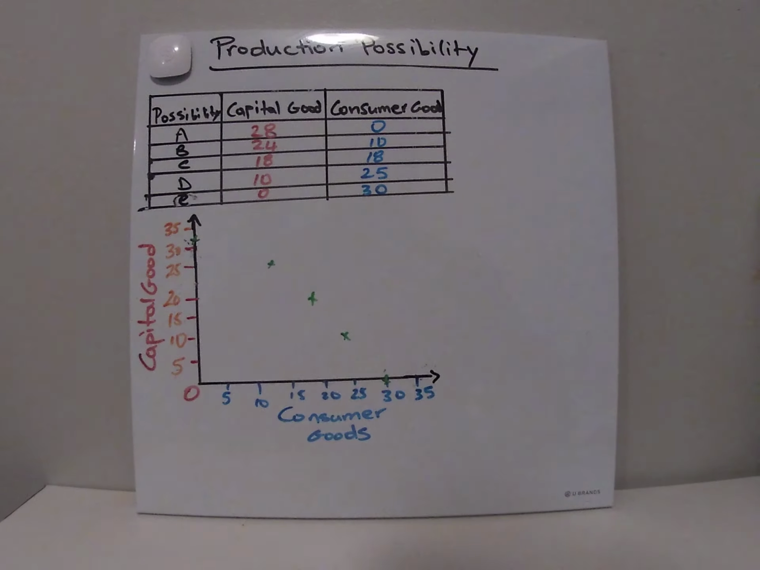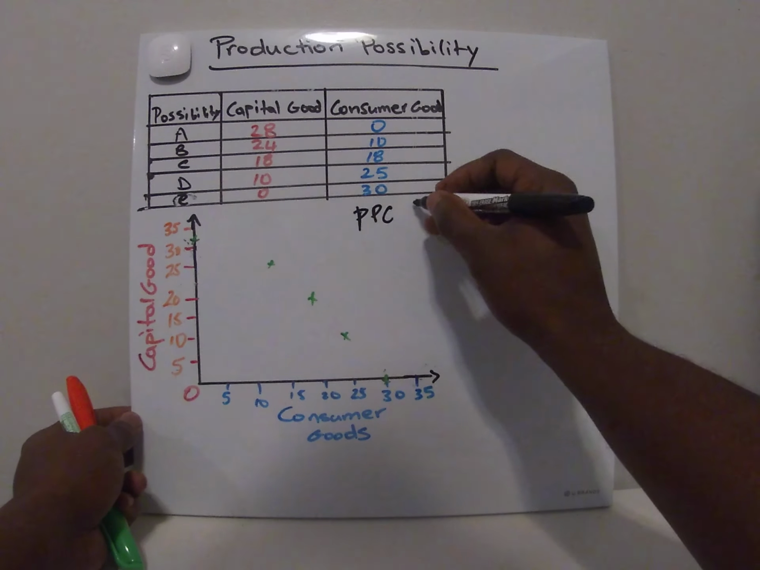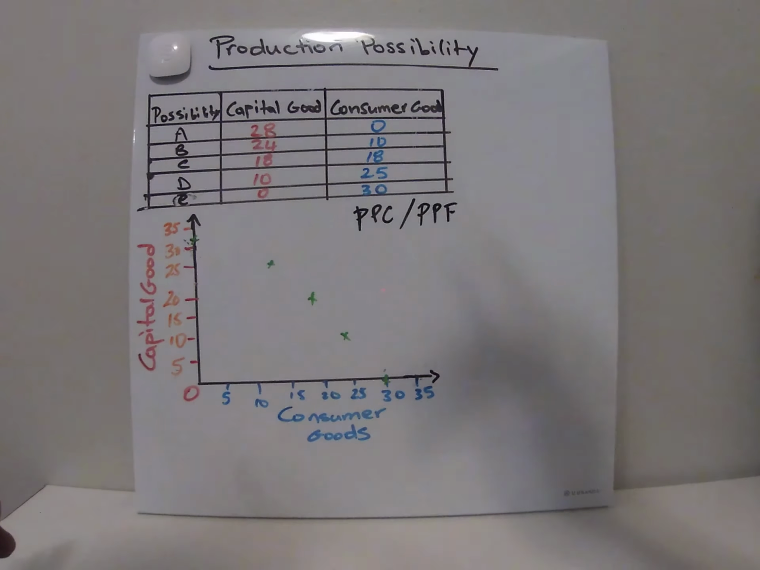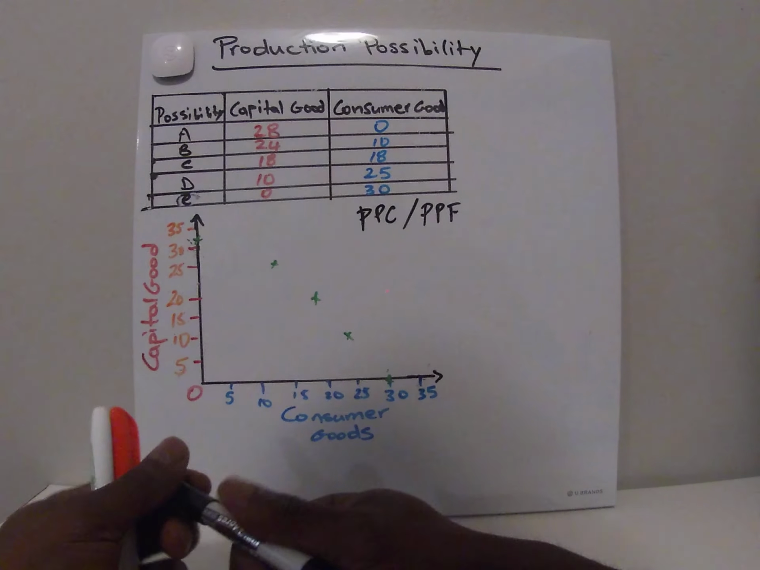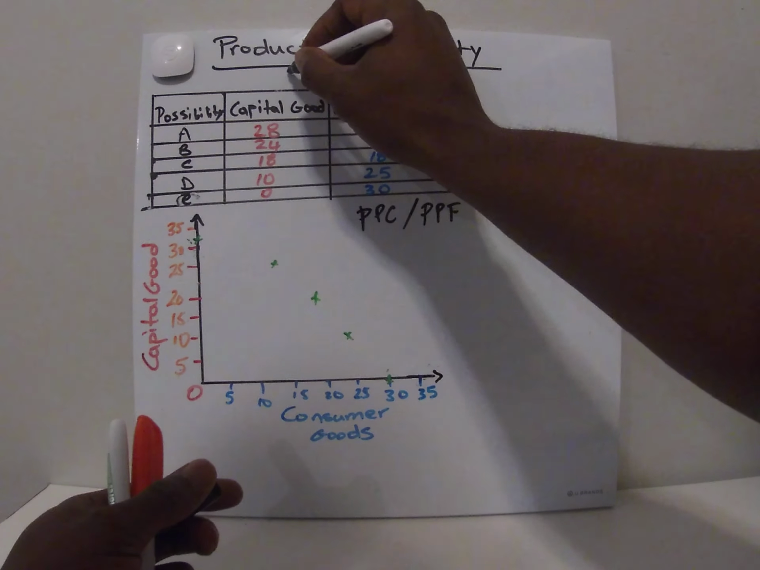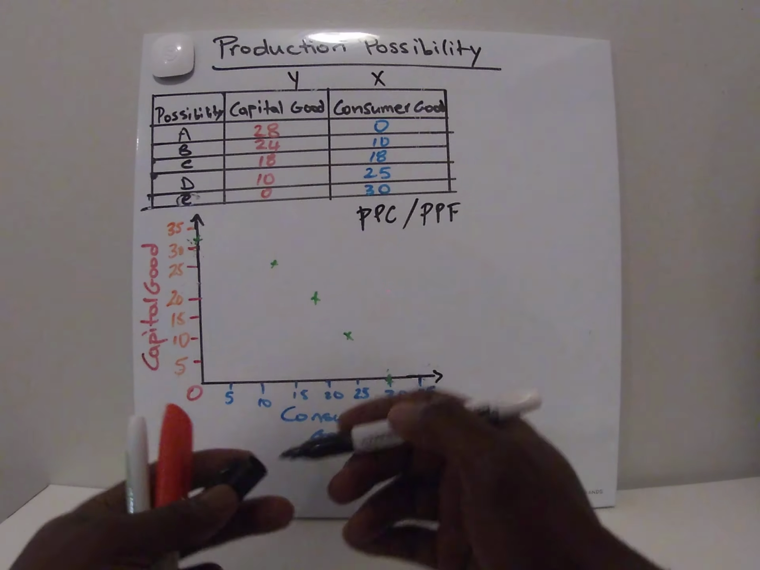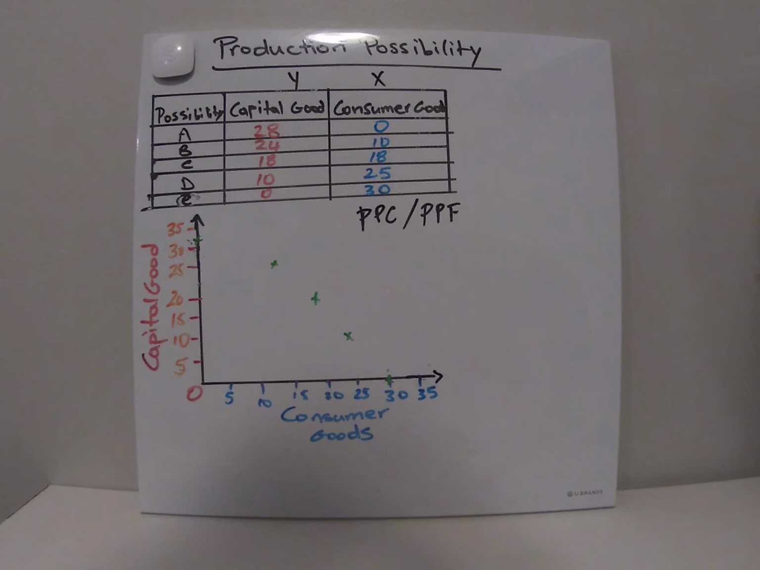All right, so for this we have two goods, as I said, capital goods and consumer goods. So what I'm going to do is construct our production possibility curve, which is our PPC, and sometimes you hear it called PPF, production possibility frontier. So I went ahead and did a little cheat to save on time. This is our y-axis and this is our x-axis. So I went ahead and constructed our graph here.